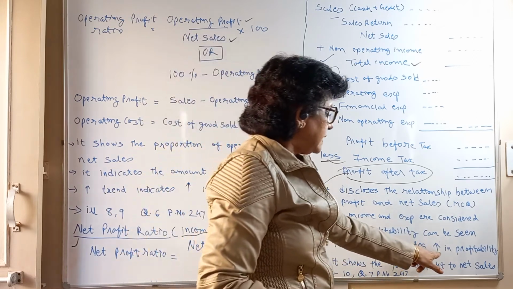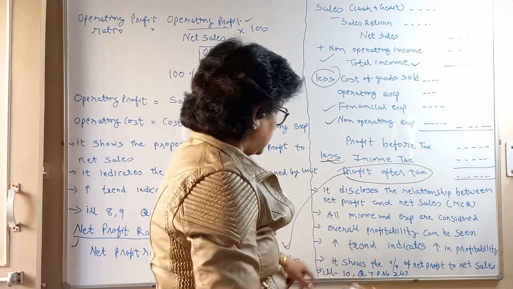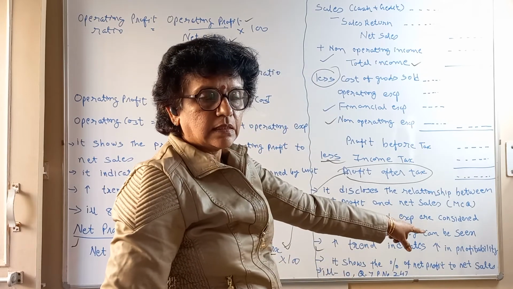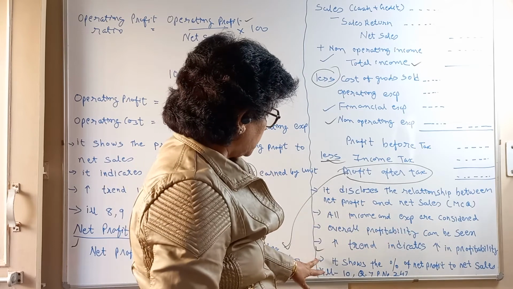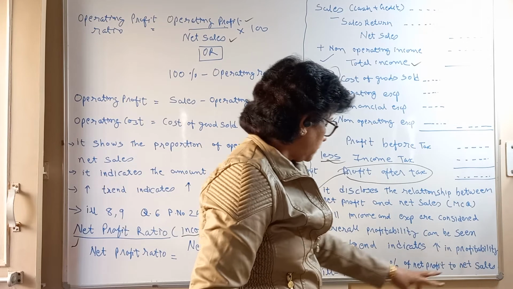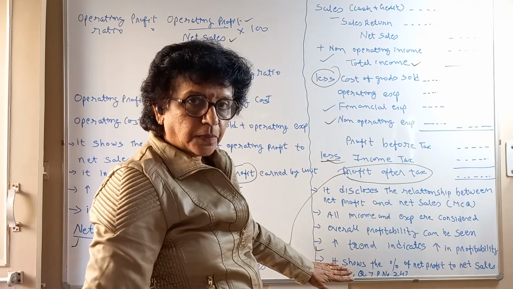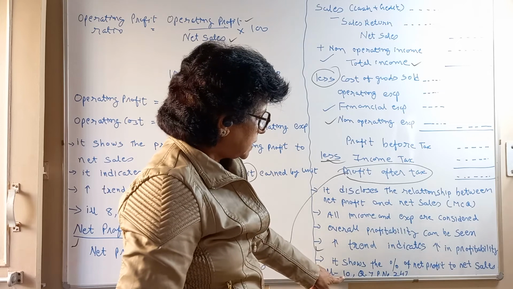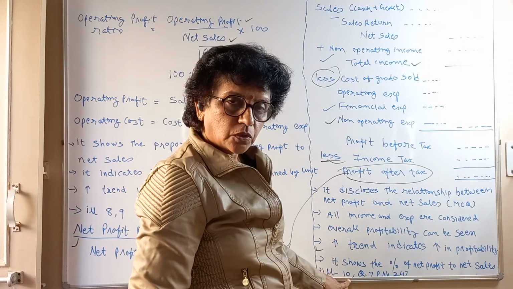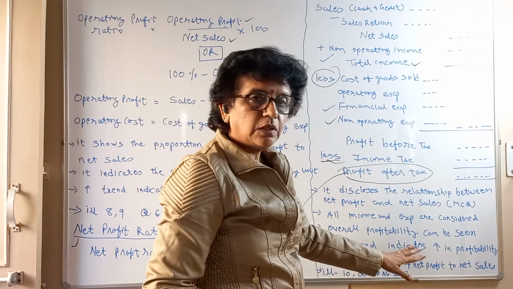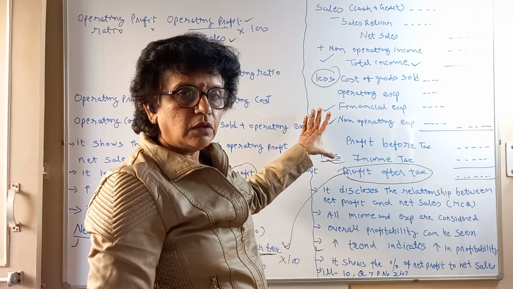An increasing trend indicates an increase in profitability. This is very important. You have to keep an eye that this ratio is in an increasing tone. It shows the percentage of net profit to net sales, so percentage-wise understanding can be received. Illustration 10 of your textbook gives you this question, and question number 7 on page number 247 is for your practice.